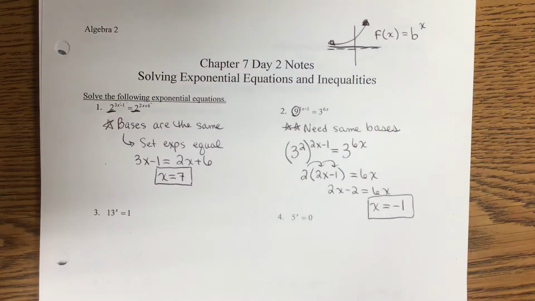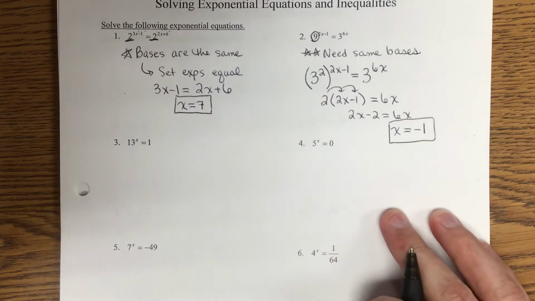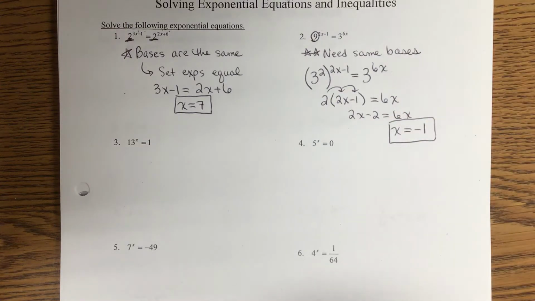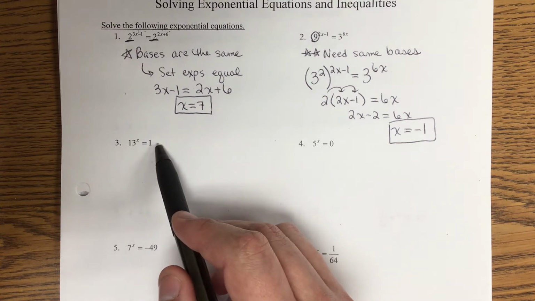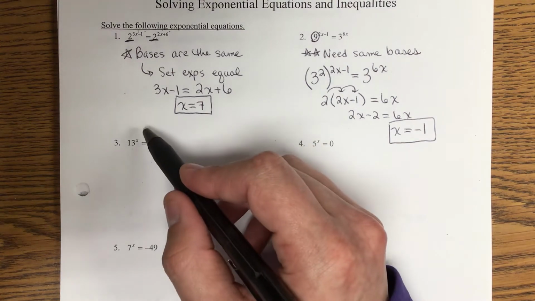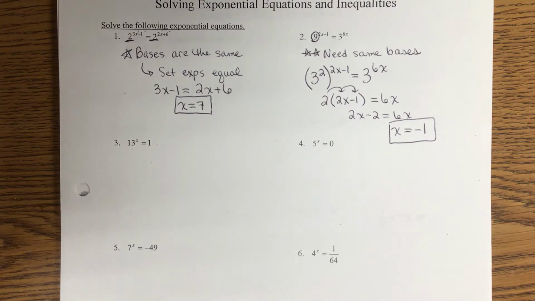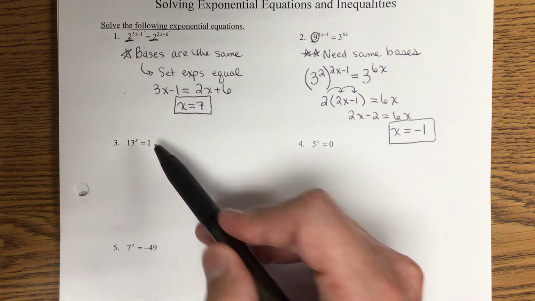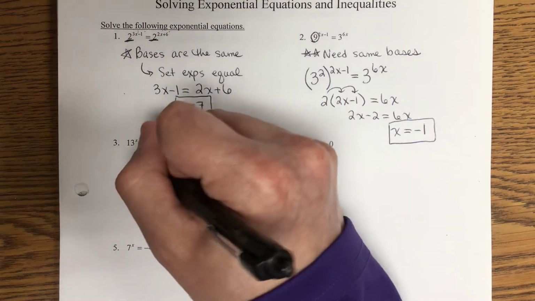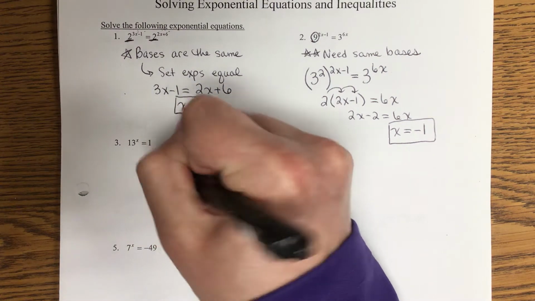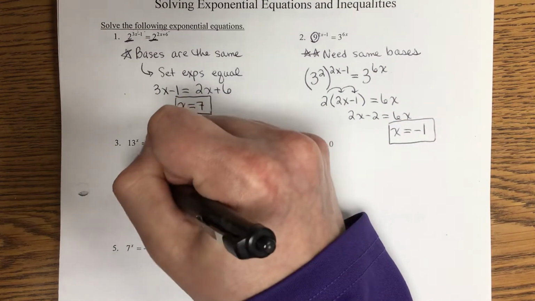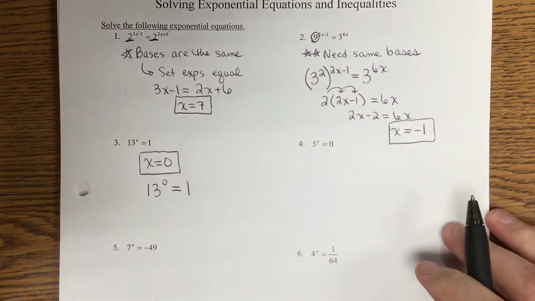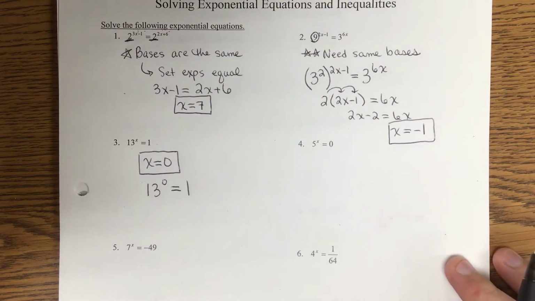All right, so let's keep going here. Sometimes you don't have to think too hard about getting bases to be the same like the previous problem. If I have 13 to some power equals 1, just ask yourself, what power on 13 will change it back to 1? What's the only power that takes a base and changes it back to 1? Well, the answer here is just 0, because anything to the 0 power is 1. So sometimes there might not be a whole lot of work to show for those special cases.